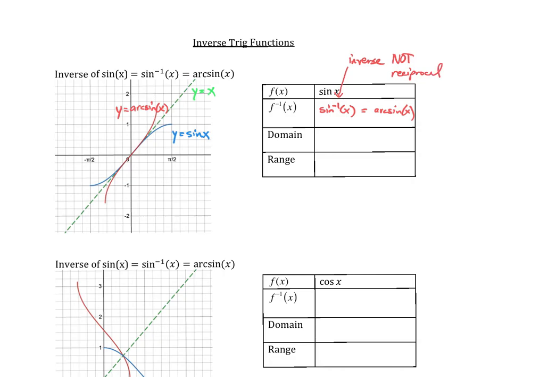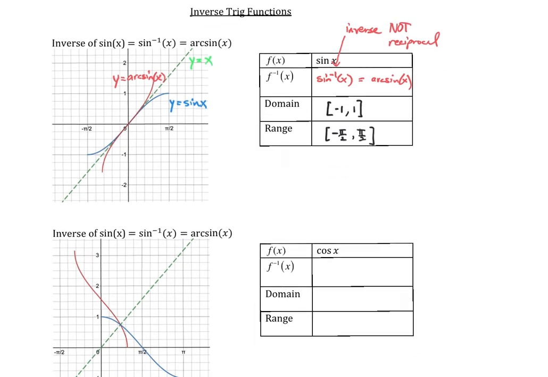Okay. So when I look at the domain of F inverse, the domain of F inverse should be the same as the range of F. So the domain of F inverse should be from -1 to 1, because that's the range of the sine graph. And the range of our arc sine graph should be the earlier restricted domain that we had, which was from -π/2 to π/2.